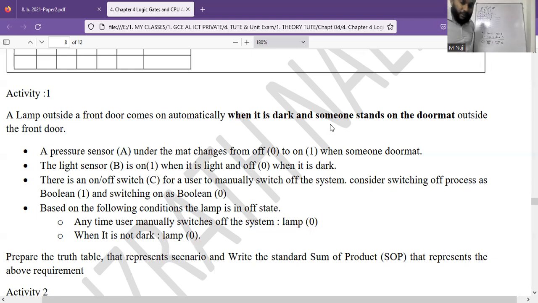So then the fourth bullet says, based on the following conditions, the lamp is in off state. Anytime user manually switches off the system, lamp 0. When it is not dark, lamp 0. So according to this scenario, this is your truth table. Then the second item, you must write the sum of product. The last line says, prepare the truth table that represents the scenario and write the standard sum of product that represents the above requirement. Okay.